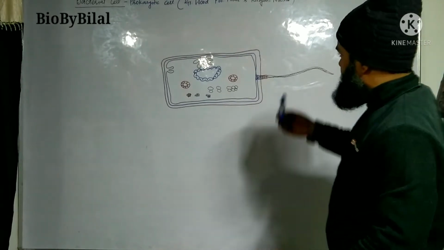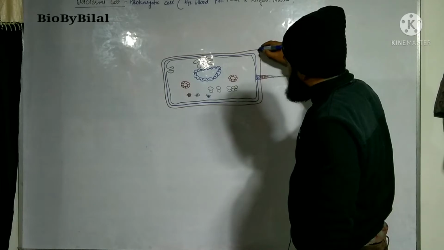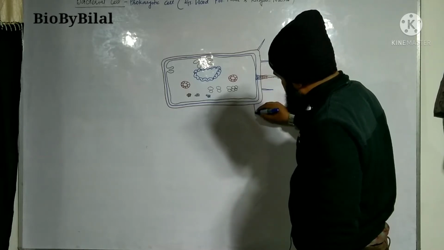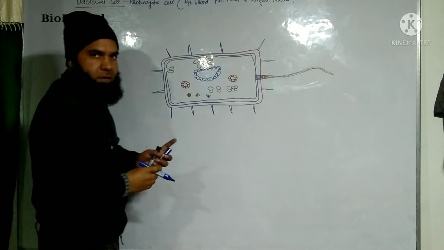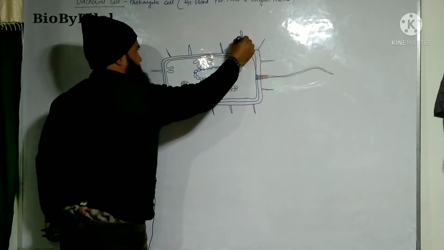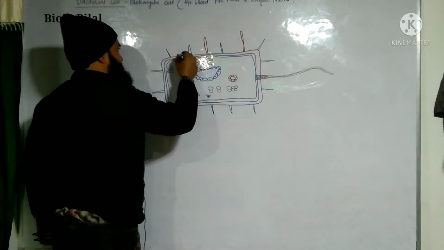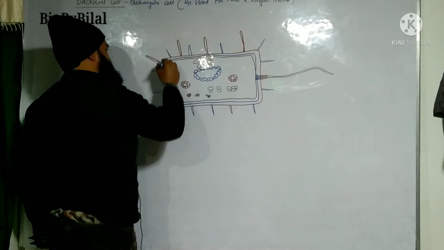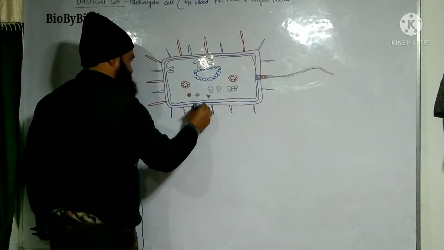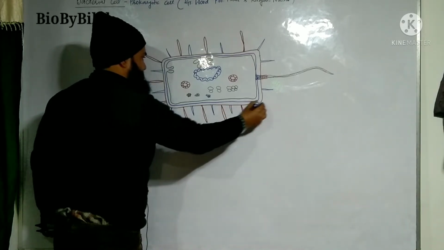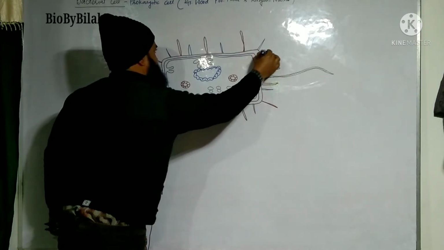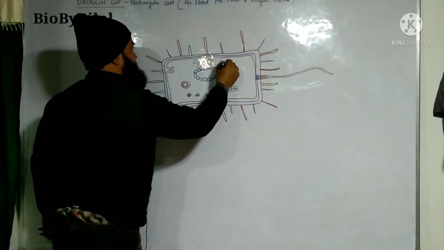And externally the bacterial cell is covered by these finger-like, bristle-like structures called the fimbriae, and there are also tubular structures on the surface of the bacterial cell. They are called pili or pilus. So I have drawn this structure here. And this is the cytoplasm of the bacterial cell.